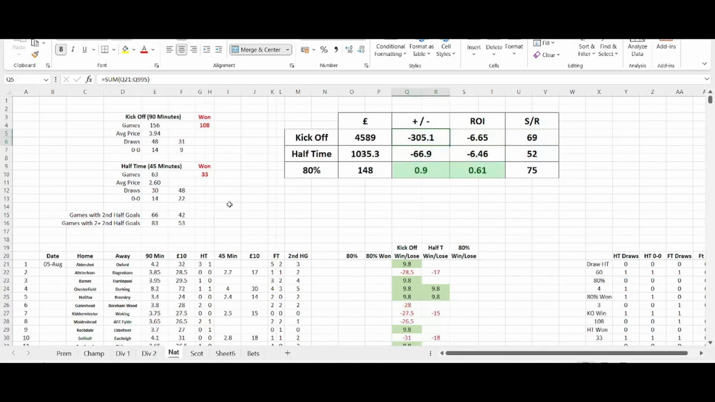I'll go to the National League. As you can see, it's 69%. So therefore, you're making a loss of £300. So I've set myself an 8% target to try and achieve to beat the lay the draw.